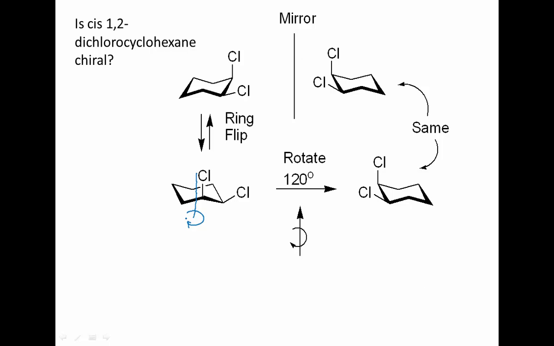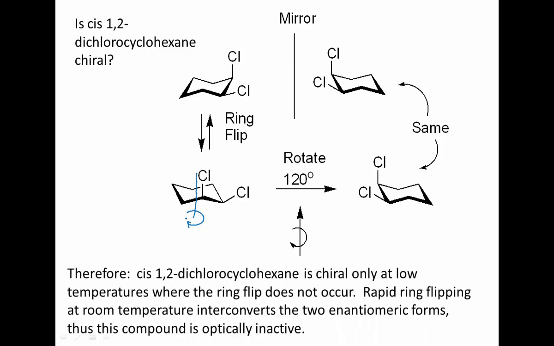And what you see here is that if cis-1,2-dichlorocyclohexane ring flips, it ring flips into its mirror image isomer. So if it's ring flipping, it's actually interconverting with its enantiomer, and thus it's not chiral. It would be a racemic mixture. But if you're examining it in a very cold environment where ring flips are extremely slow, it would be a chiral molecule.